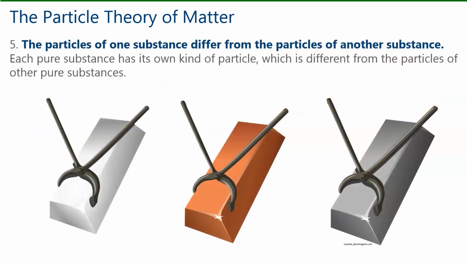The last point in the particle theory of matter is that the particles of one substance differ from the particles of another substance. Each pure substance has its own kind of particle, which is different from the particles of other pure substances. In our image, the first is a silver bar, the second copper, and the third one lead. Each of these is a pure substance. The particles in the silver bar will be different from the particles in the copper and the lead bars.